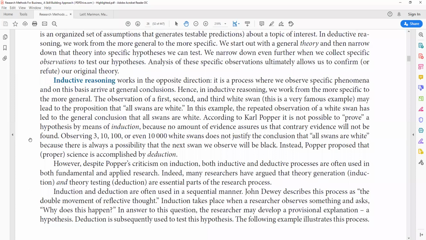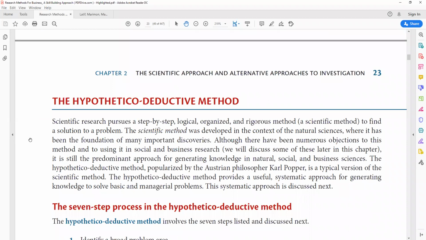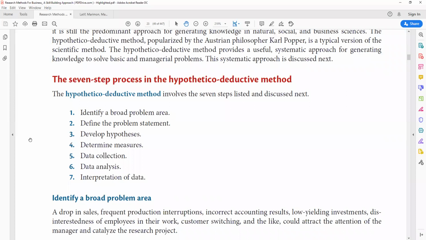So this is how the hypothetico-deductive method works. There are 7 steps, starting from your broad problem area and ending with the interpretation and presentation of your results. The first thing is you identify the problem area. You identify that this is the need of research, this is what needs to be done. The second is you define your problem statement. Third, you develop your hypothesis. Once you develop your hypothesis, the next step is identifying how you would measure the variables. Once you identify how you are going to measure the variables, you start collecting data, then you analyze it, and then you interpret it.